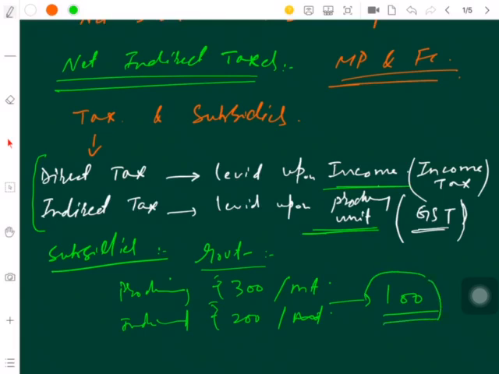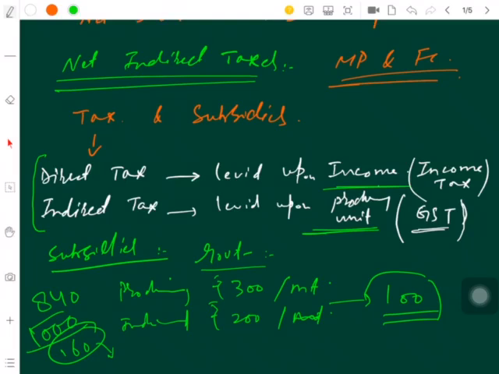A gas cylinder for which we pay 840 rupees, okay, for a gas cylinder we pay 840 rupees. If we had to pay it without the subsidy, we would have to pay 1000 rupees. So the difference of 160 rupees is being paid by the government. This is a relaxation by the government.